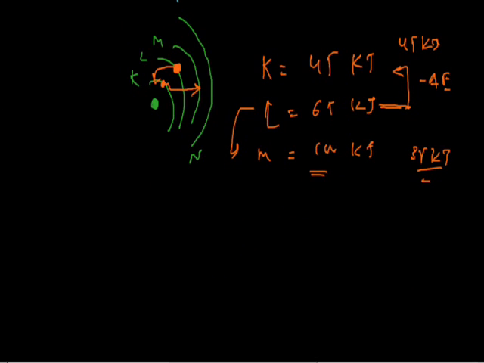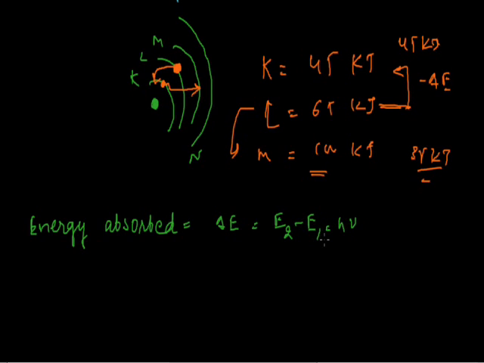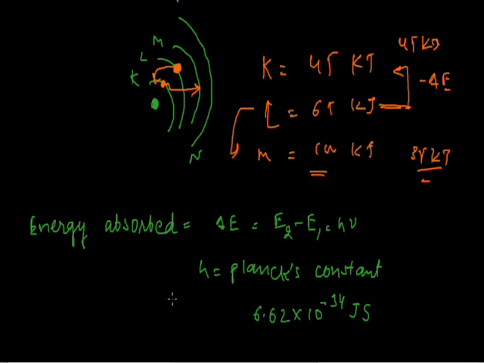Here we can see also the energy absorbed, denoted by delta E, which will be E2 minus E1. That is also equal to h nu. Here h is Planck's constant, whose value is 6.62 into 10 to the power minus 34 joule second, and nu is the frequency of radiation.